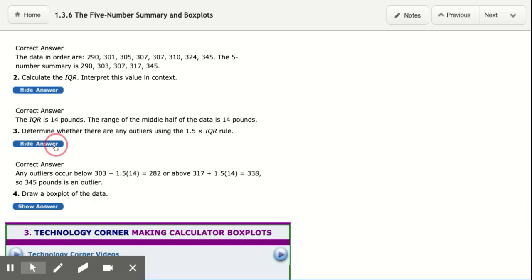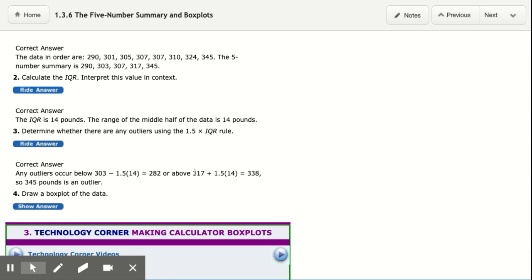Number 6 talks about determining whether there are any outliers. So we talked about how visually, you can see and say those are possibly outliers. For the IQR, the rule is 1.5 times the IQR, subtracted from Q1 and added to Q3. So you'll notice here that we take 303, that's Q1 right here, and we take away 1.5 times the IQR, which we just found out was 14, which gives 282. If you look at the data, 290 is the lowest number we have. So right now we do not have an outlier on the small side because there's nothing smaller than 282.